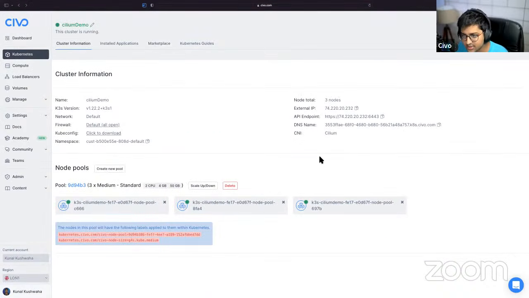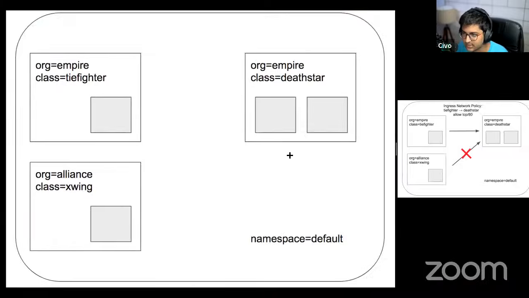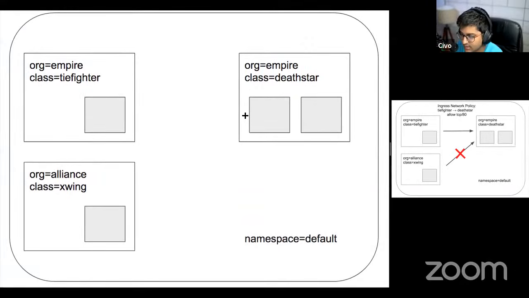Yeah, feel free to ask your questions in the chat. So this is basically the example of the demo application. Here you can see there are 3 microservice applications. This one is Death Star. This one is TIE Fighter, and this one is X-Wing.